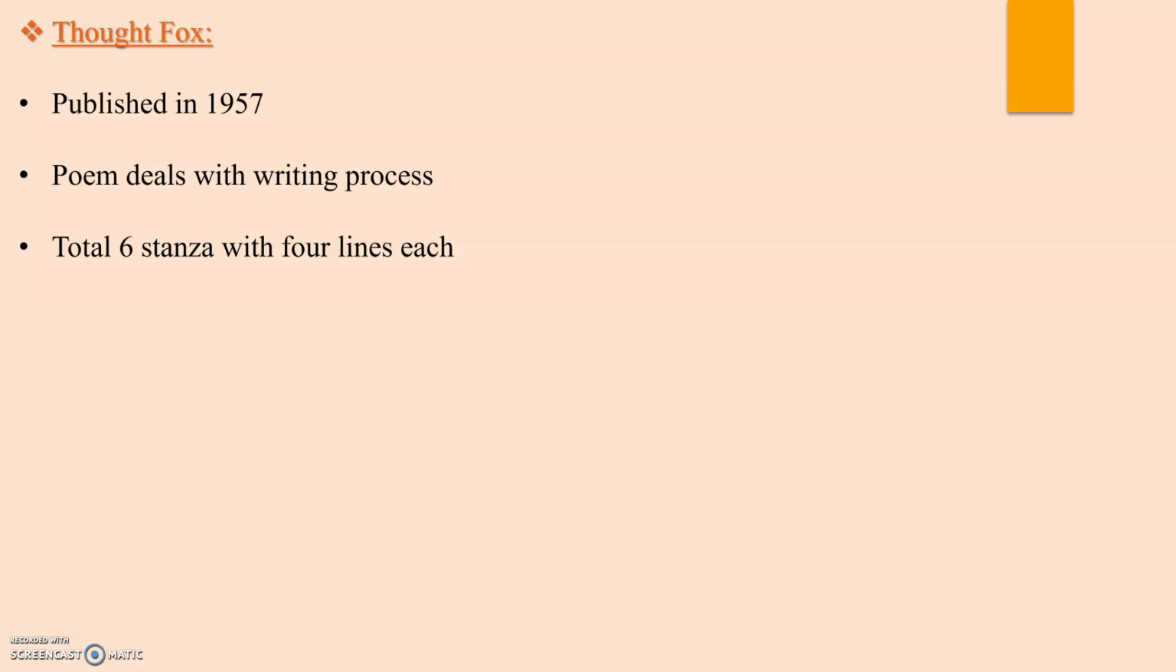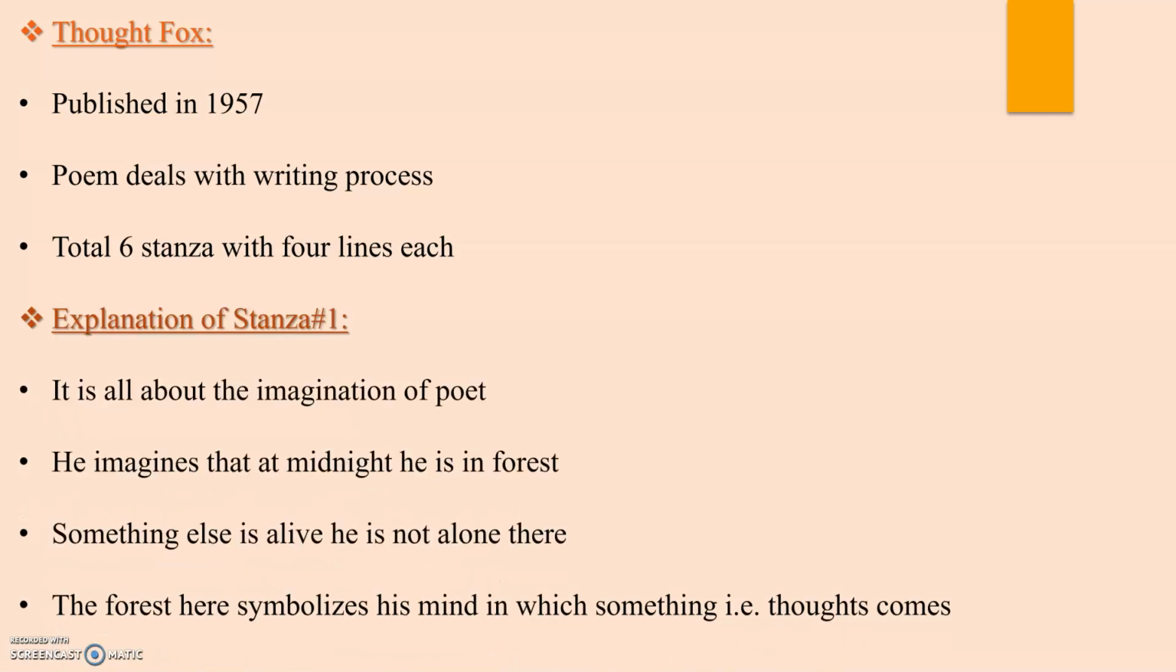At the beginning of the poem, the paper is blank, and as we come to the end, the paper is filled. In between, the speaker describes the creative process. There are a total of 6 stanzas with 4 lines each, and it is also based upon the animal poem. So let's begin with the explanation of stanza number 1.